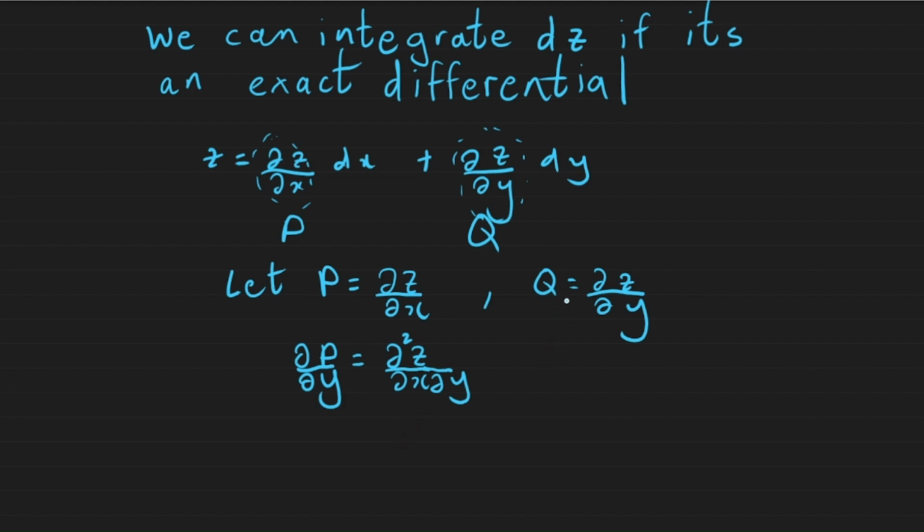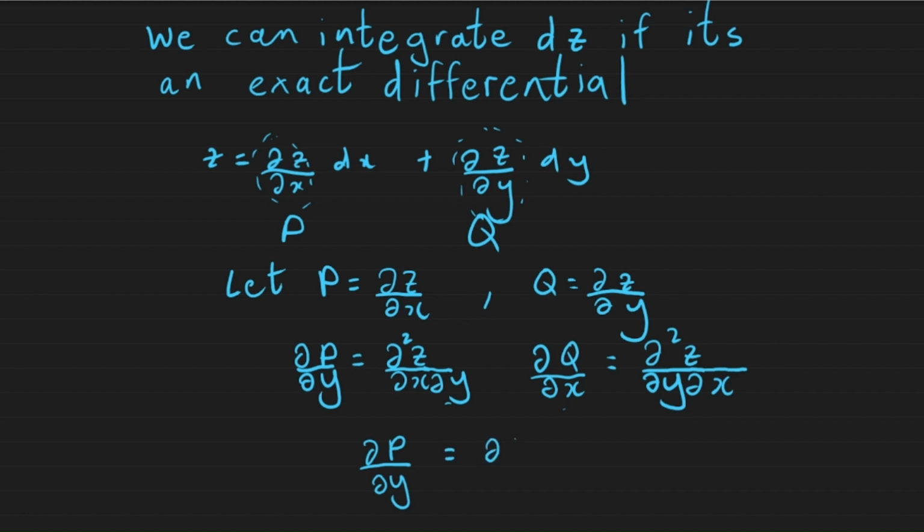And we now differentiate Q with respect to x. We say dQ/dx is equal to the second derivative of z, initially with respect to y and now with respect to x. And what do we know about mixed partials? Mixed partials are equal, right? You can see that in probably the second video in this series. So since mixed partials are equal, we can say that dP/dy is equal to dQ/dx. This is how we determine if it's an exact differential. We simply take P, which is dz/dx, differentiate that with respect to y, then we take dz/dy, differentiate it with respect to x, and then we check if they're the same. If they are the same, then it means that it's an exact differential.